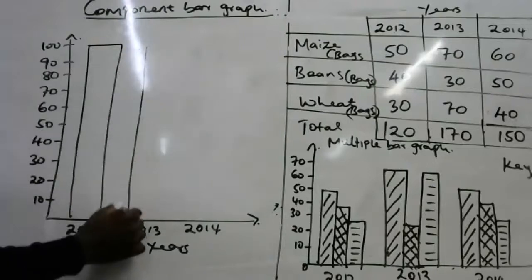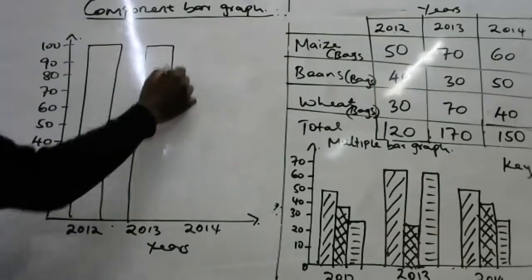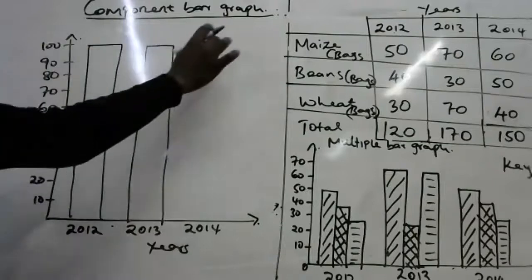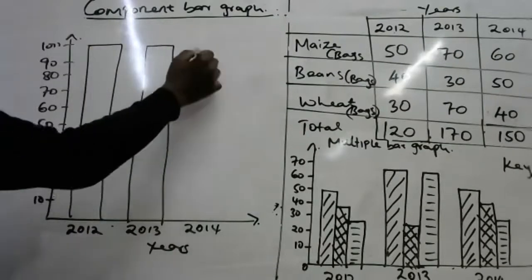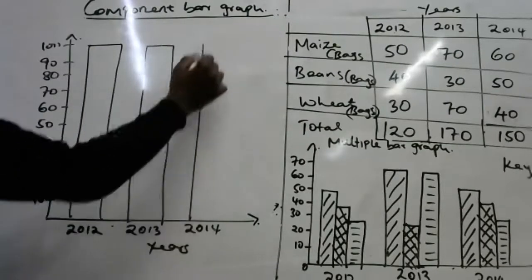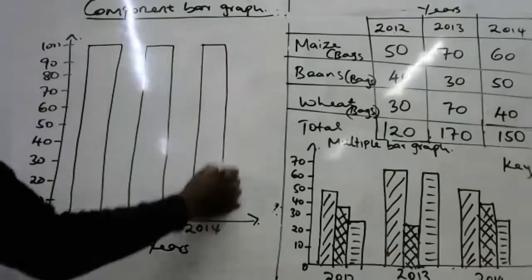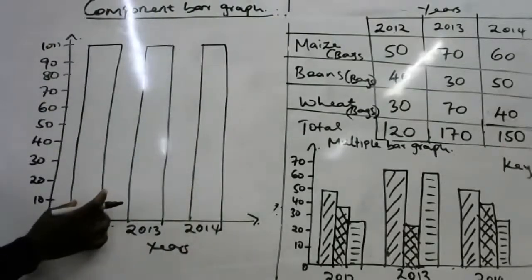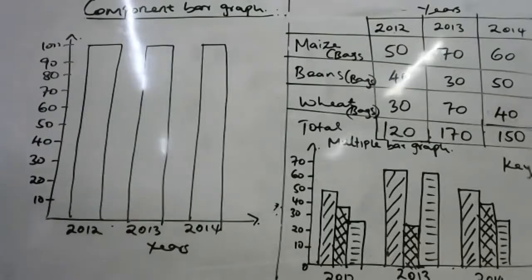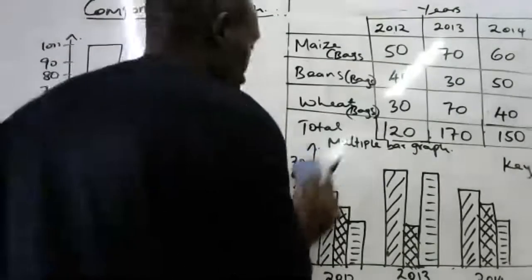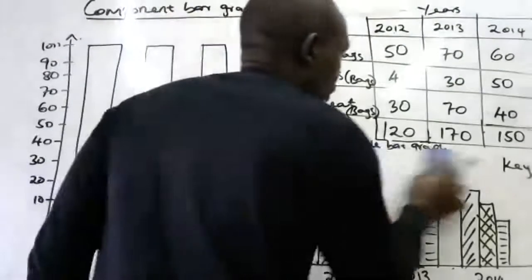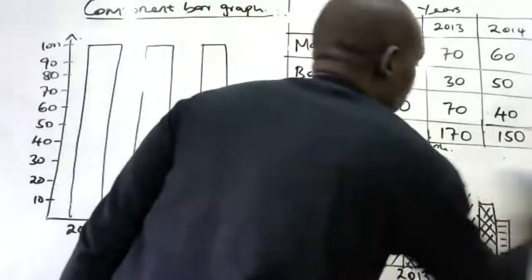2013 the same. The height is 100. Just make sure that it is at that level of 100. But the rules must be maintained. The bars must have the same width and they must be uniformly spaced. From there, we'll come here and we'll do some calculations.